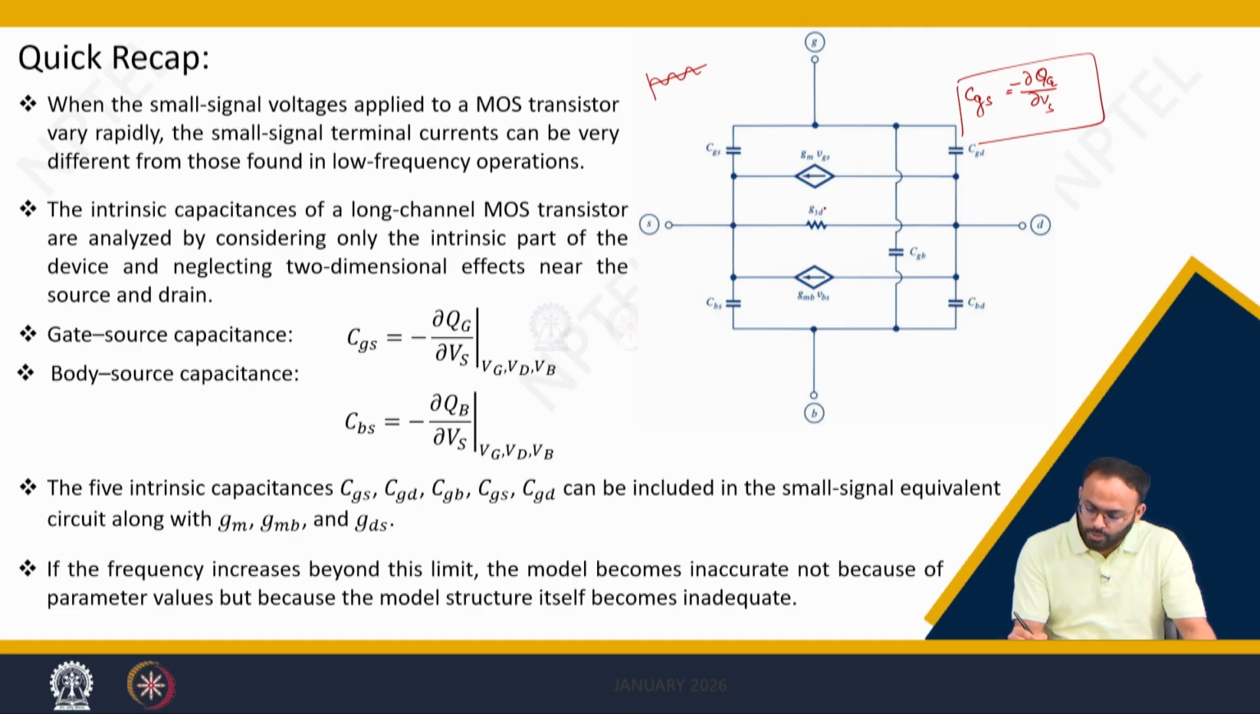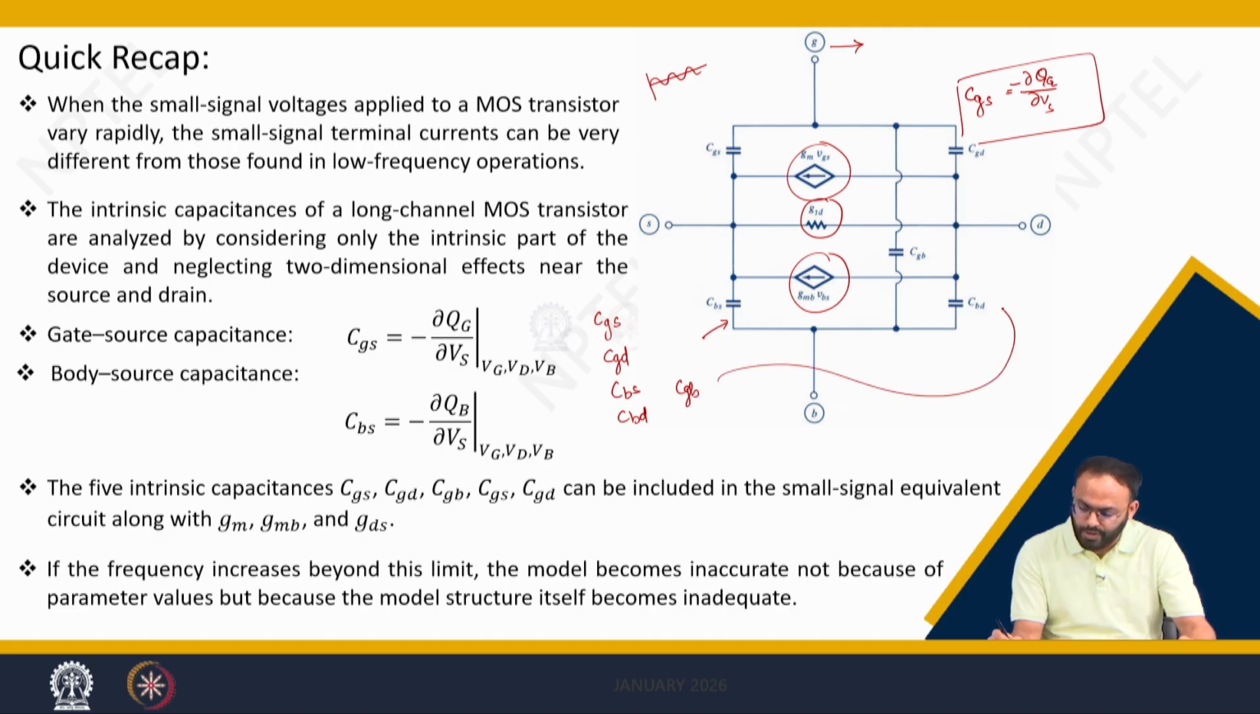In addition to the previously defined conductance and transconductance parameters, we do have some charge storage elements because the terminal voltage frequency is not very low. So, we define in total 5 capacitances: CGS, CGD, CBS, CBD and CGB, and we have incorporated these 5 capacitances in our small signal model.